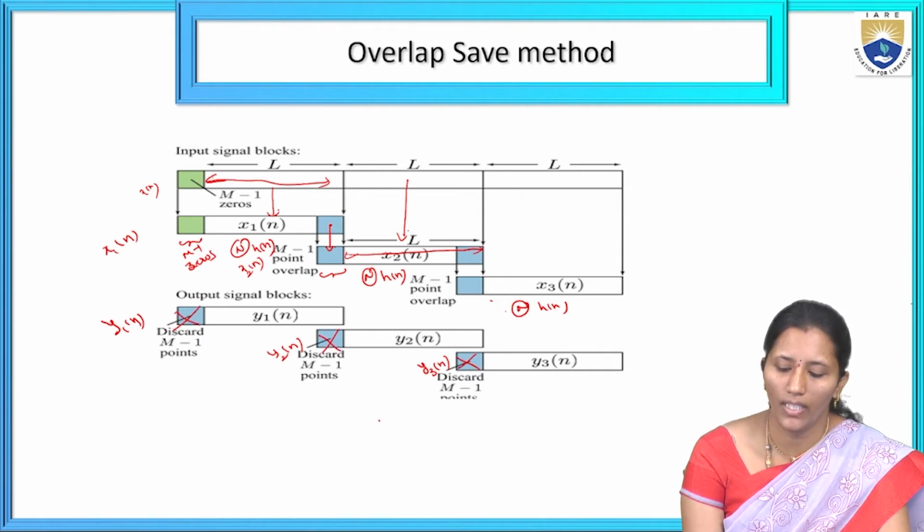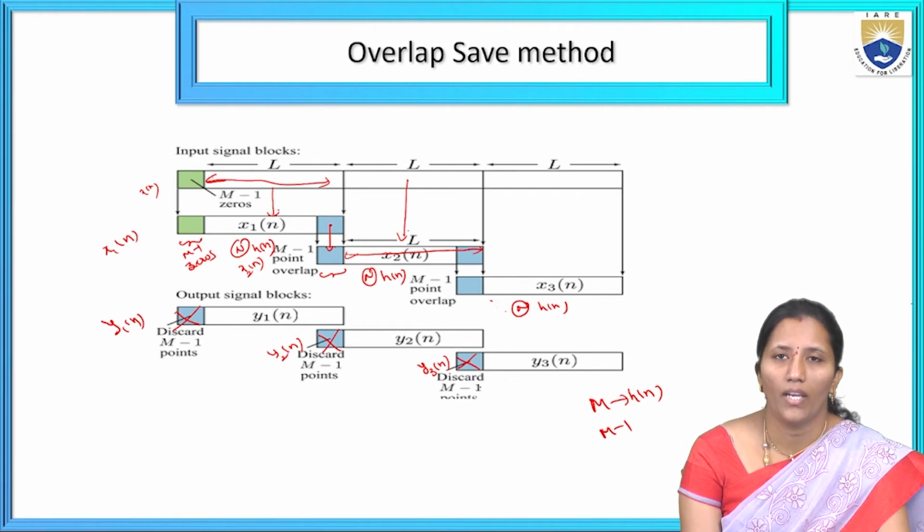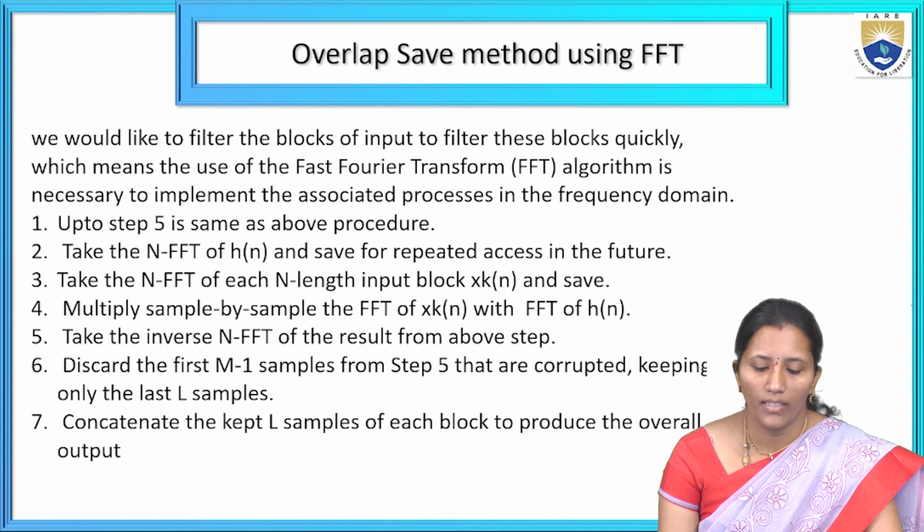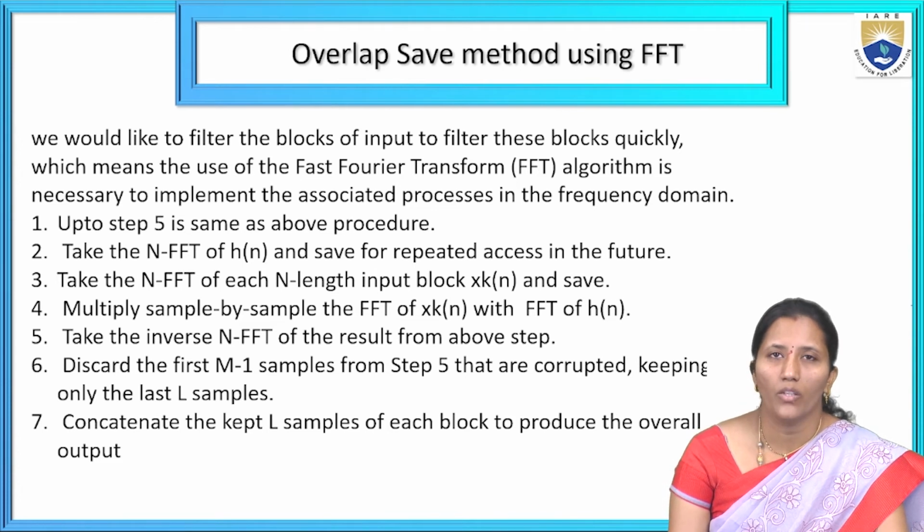M is the length of h of n. So we have to discard the first m minus 1 bits from y1 of n, the first m minus 1 bits from y2 of n, and the first m minus 1 bits from y3 of n, and the remaining bits will come to the output. Now, the overlap save method using FFT.